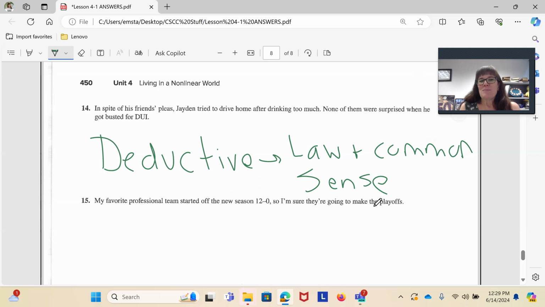15 is kind of a cool one. My favorite professional team started off the new season 12-0, so I'm pretty sure they're going to make the playoffs. Depends on what sport we're looking at. So we're going to say this one could be either.